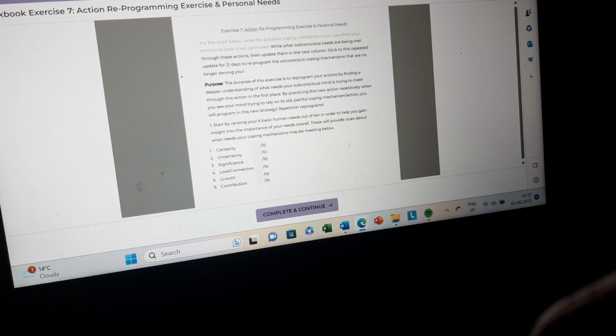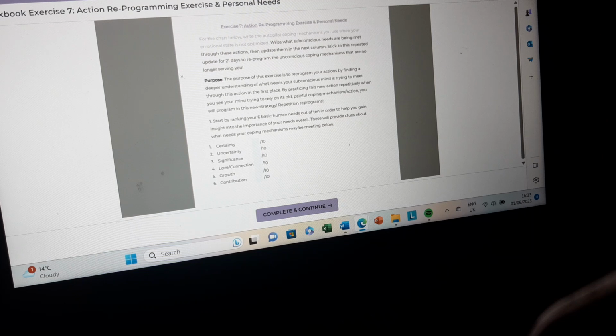So we're going to start, and I'm going to explain this to you, okay? We're going to start here by ranking our 6 basic human needs from 1 to 10, just so we can see some insight into our needs. What's most important to us? Maybe we say, okay, certainty is a 6 for me. Uncertainty, okay, maybe I like novelty and new things, and I'm interested in new adventures and opportunities. Maybe I say 7.5.